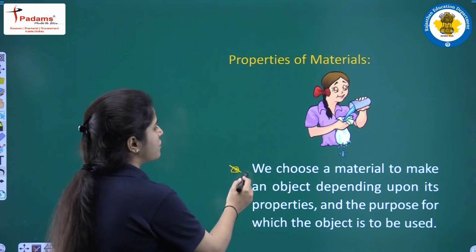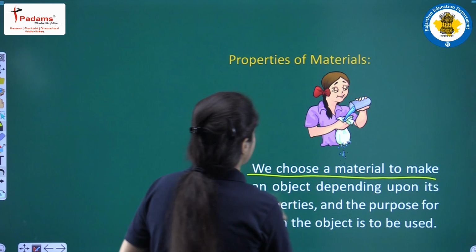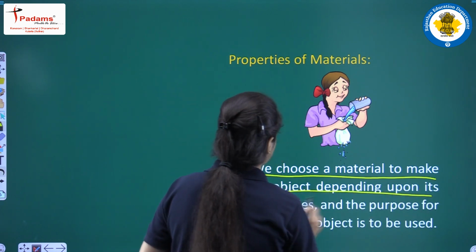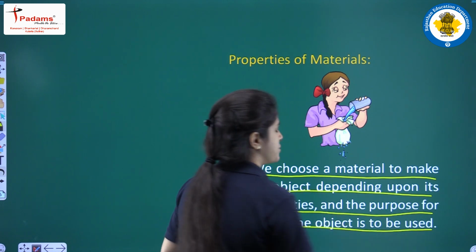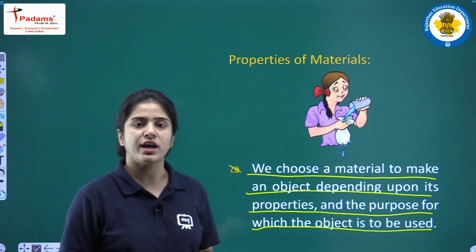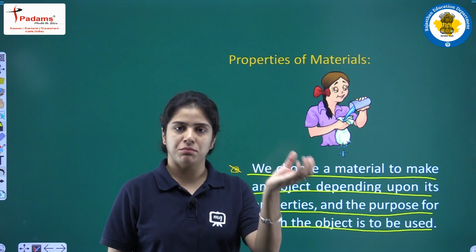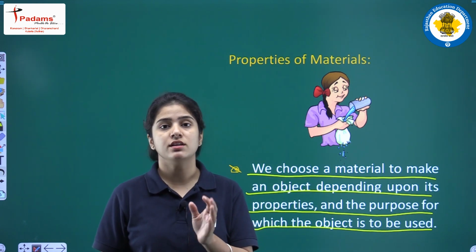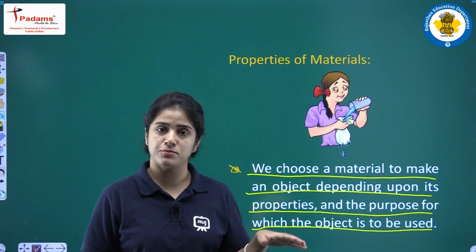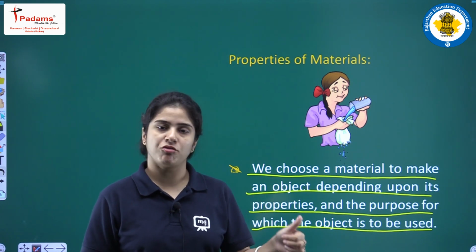Alright students, so we choose a material to make an object depending upon the properties and the purpose for which the object is to be used. This is what I have explained, right? If you have a purpose of making any object, then you should choose the material used for making that particular object based upon the purpose of making the object.